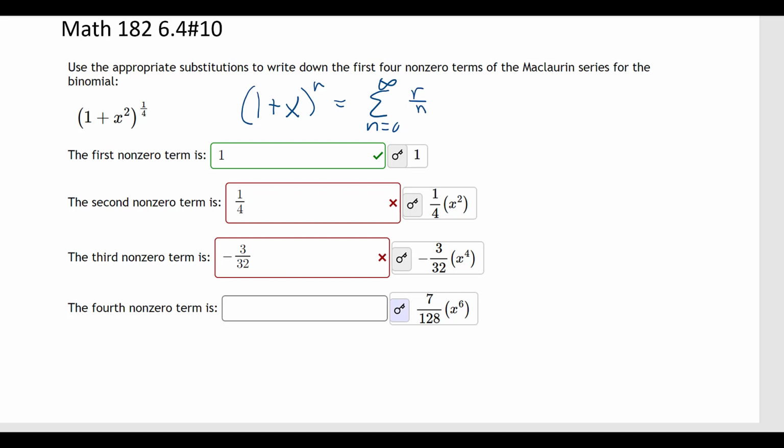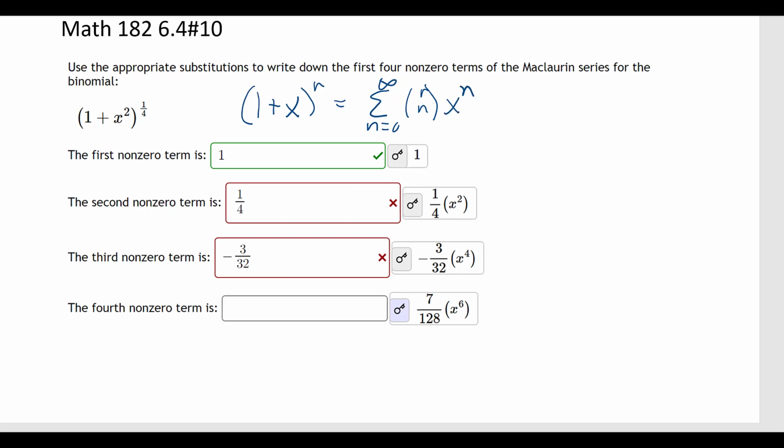Sorry, not r over n. That's, oh, come on, erase. Why is it not erasing? I don't know. There we go. It's actually r choose n times x to the n.